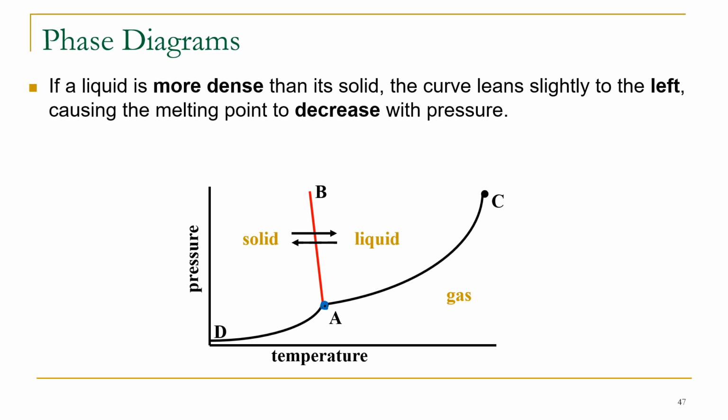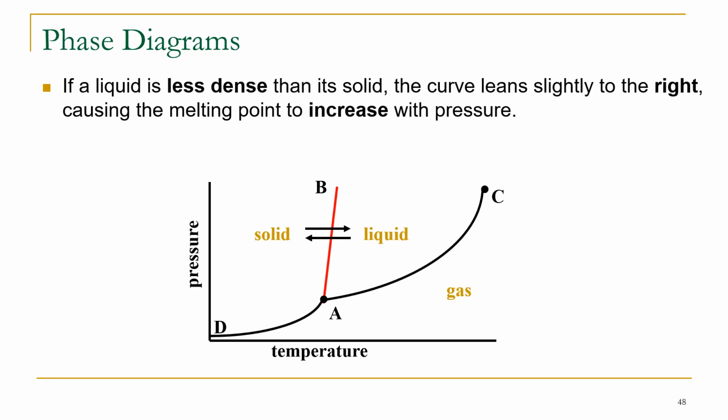So if the line kind of veers to the right a little bit, then this means that the liquid is less dense than the solid, which is kind of more normal for most liquids. So that last one was probably water, and this is probably like alcohol or something a little bit different.